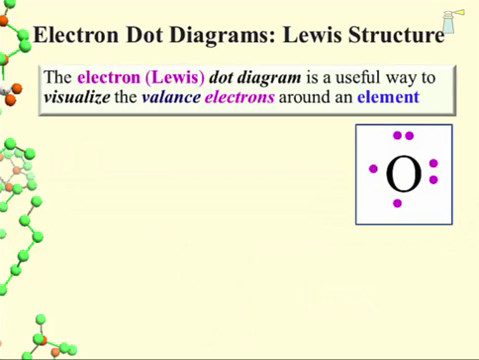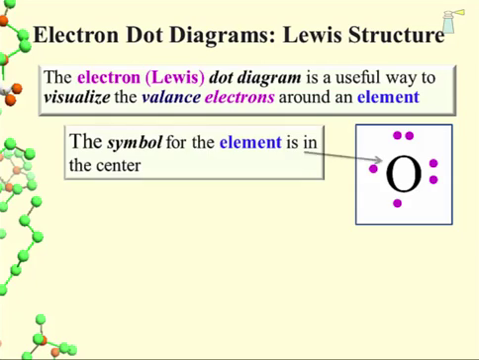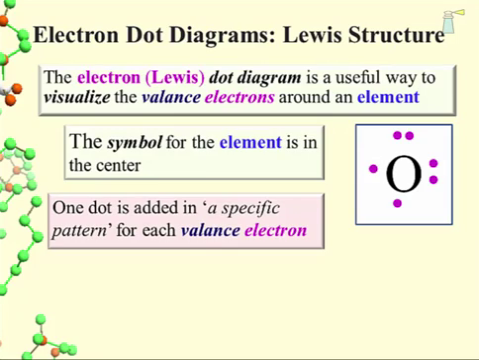This is a useful way to visualize the valence electrons around an element, or an atom. It is very similar to the model of the atom we just constructed with the octet rule, but it is only concerned with the last, or the outer shell, electrons. Let's begin with an overview. The symbol for the element is written in the center. 1 dot is added in a specific pattern for each valence electron.